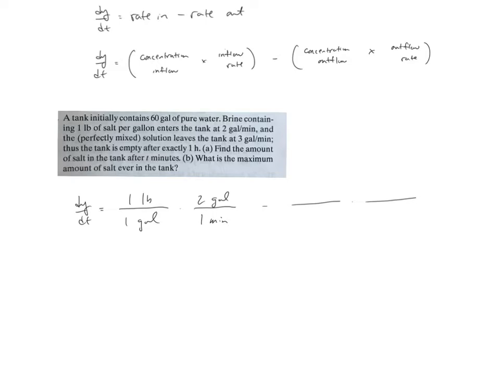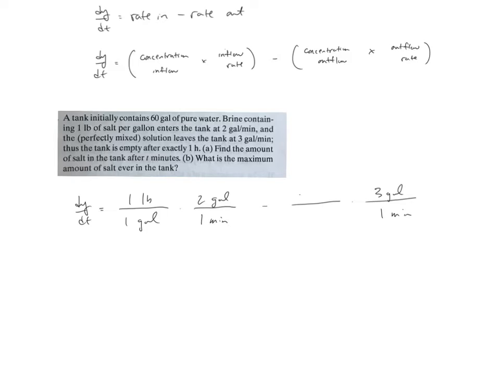Now, for the outflow, the concentration outflow, I'm going to come back to in a second. The outflow rate is generally given to us as well in these problems. And you can see it leaves the tank at 3 gallons per minute. So 3 gallons per 1 minute. Okay, so now the concentration outflow.